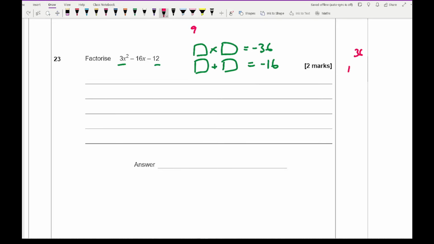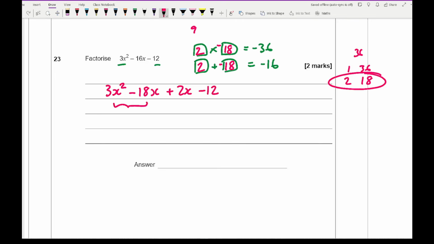So we're looking for 1 and 36, 2 and 18, I think there is our winner. So we've got 2 and 18. Then we've just got to decide which one's the negative. Well, it's going to be minus 18 and positive 2. So I've got 3x squared minus 18x plus 2x minus 12. Then factorising the pairs, I get 3x, and I've got x minus 6, and then we've got 2 times x minus 6. So our two brackets are going to be 3x plus 2 and x minus 6.